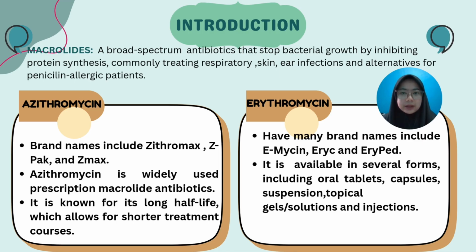Introduction. Macrolides are broad-spectrum antibiotics that stop bacterial growth by inhibiting protein synthesis, commonly treating respiratory, skin, and ear infections, and are an alternative for penicillin-allergic patients. We have two types of drugs, which are azithromycin and erythromycin. First, we go to azithromycin.